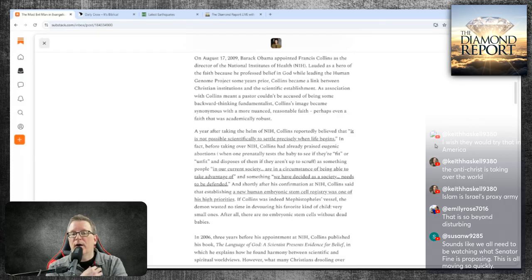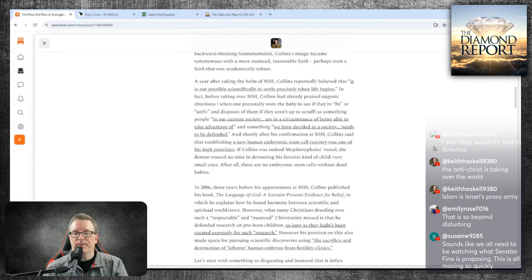A year after taking the helm of the NIH, again the National Institutes of Health, Collins reportedly believed that it is not possible scientifically to settle precisely when life begins. In fact, before taking over the NIH, Collins had already praised eugenic abortions. When one prenatally tests the baby to see if they're fit or unfit and disposes of them if they aren't up to scruff, as something people in our current society are in circumstance of being able to take advantage of, and something we have decided as a society needs to be defended.